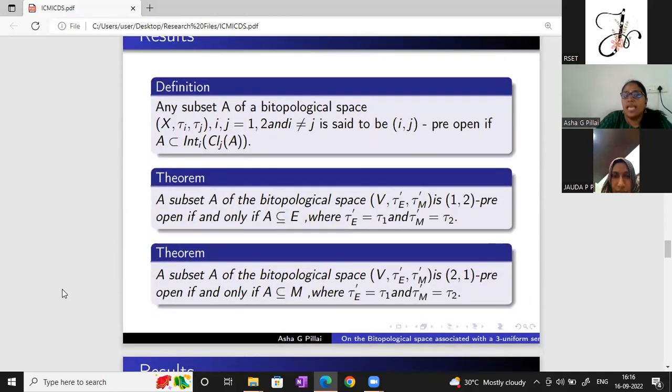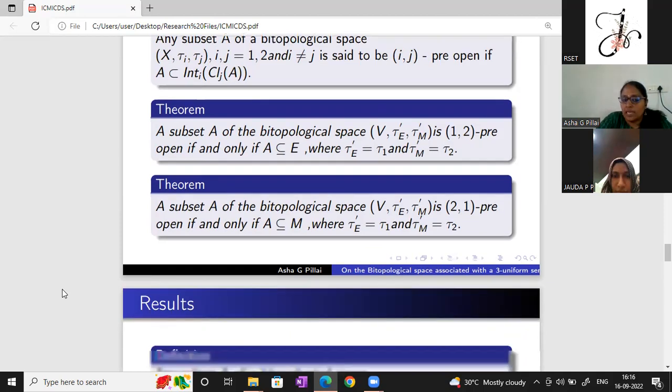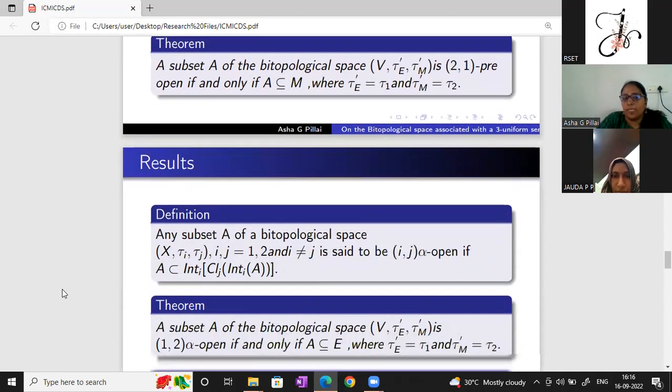Second definition: any subset A of a bitopological space (X, τI, τJ) is IJ pre-open if A is a subset of the interior with respect to τI of the closure with respect to τJ of A. Next theorem: a subset A of the bitopological space (V, τE', τM') is 1,2 pre-open if and only if A is a subset of E, and 2,1 pre-open if and only if A is a subset of M.